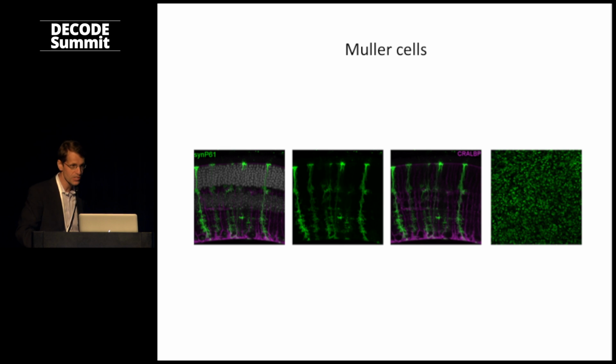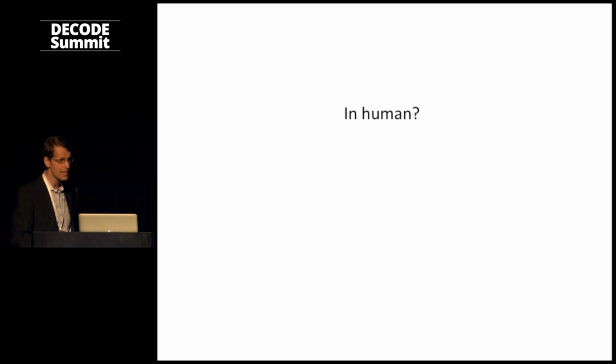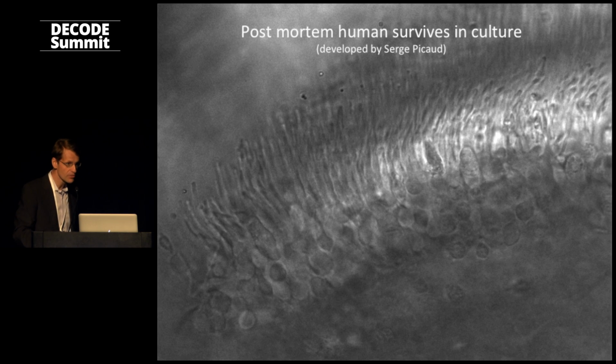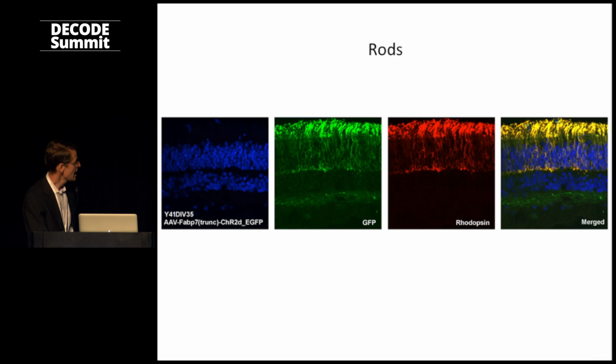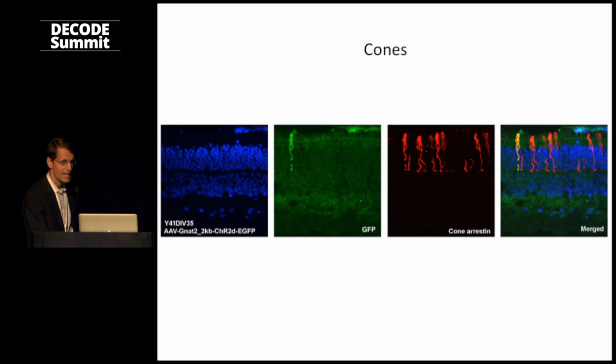Now, this is only a mouse, and of course, the big question is how to do it in a human. And again, technology helped us, and the technology came from keeping human retinas alive post-mortem. This originally comes from Serge Picaud, my colleague in Paris, who observed that from human donors, he could keep human retinas alive for around 3 weeks. Meanwhile, technology got better, so by now we can keep human retinas alive for 10 to 12 weeks, and now we can test these vectors, indeed all of them. Here, just showing the first hit, we can completely specifically target rods, here cones, and we have many other reporters we can target.